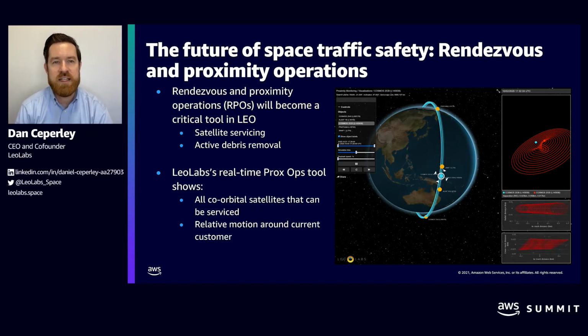This is an industry that's just starting. It's going through some proof of concept missions right now, but I think it's going to be an incredible tool for the entire industry moving forward. And so we have a tool called a proximity operations tool that enables navigation for these satellites. It basically shows what satellites can be serviced and how to get to those other satellites.